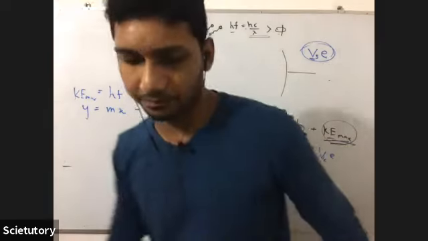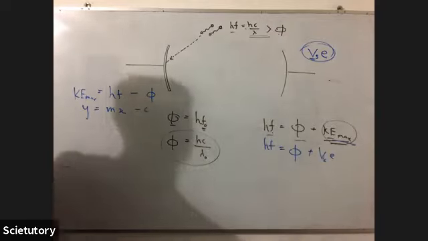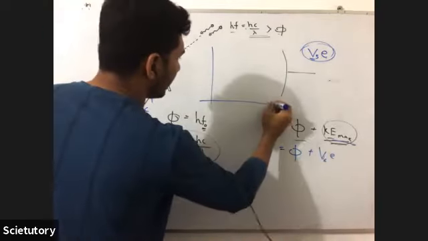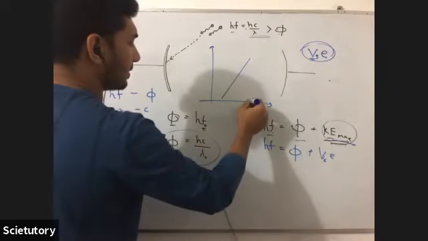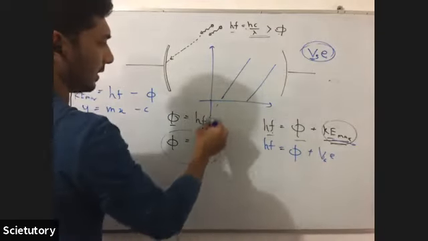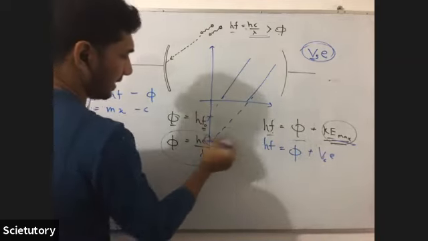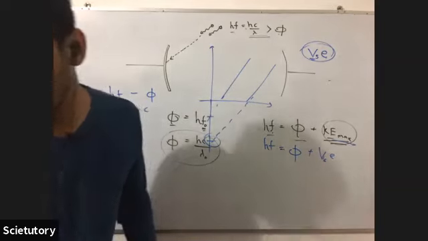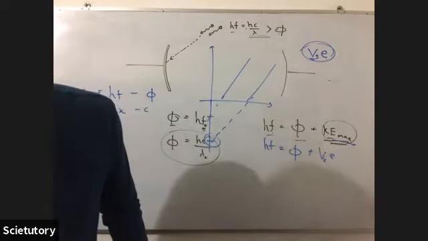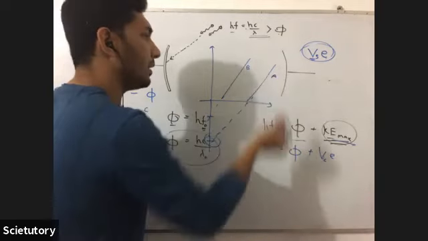So the gradient should be equal. The graphs should be parallel to each other with different intercepts. Like this, this one should have a lesser intercept and this one should have a greater intercept. This is the graph for the greater work function, that is metal A, W1. So this should be for A, and this should be for B.